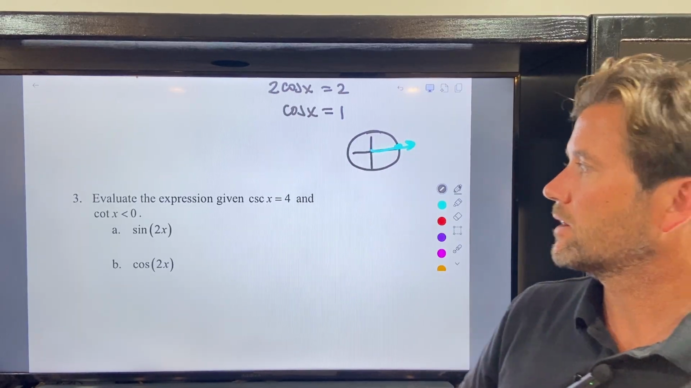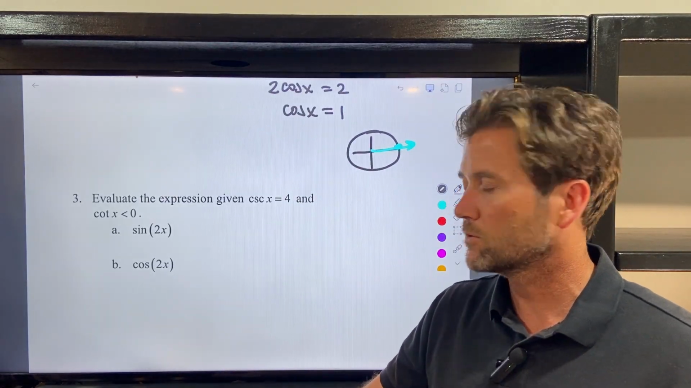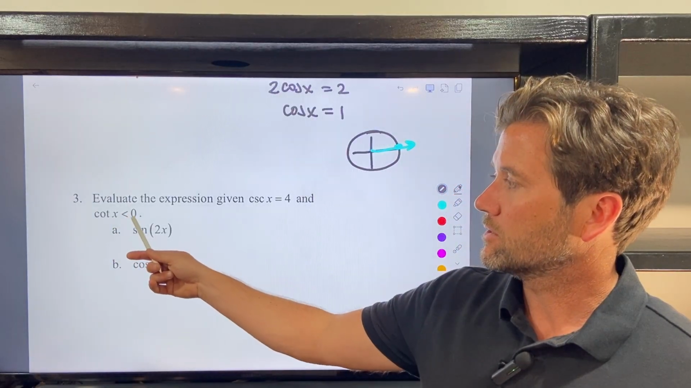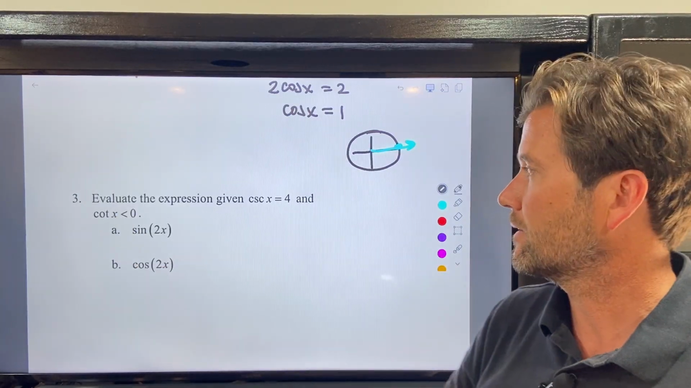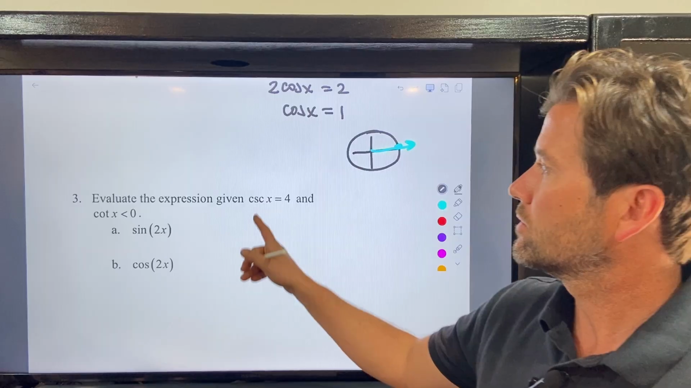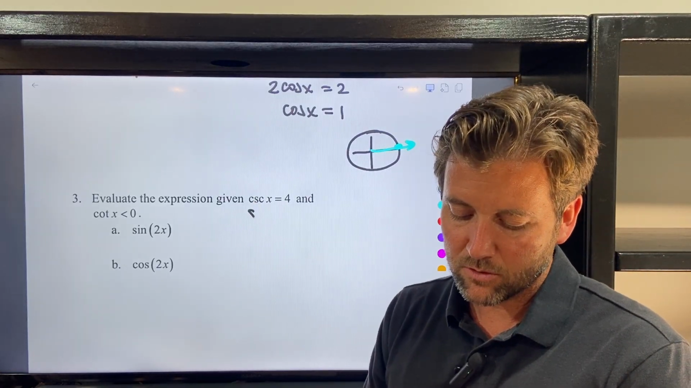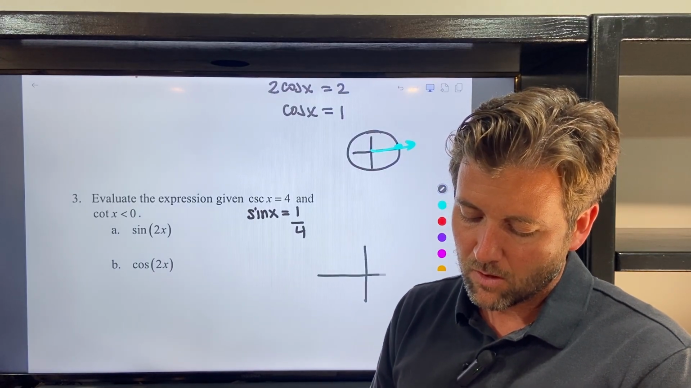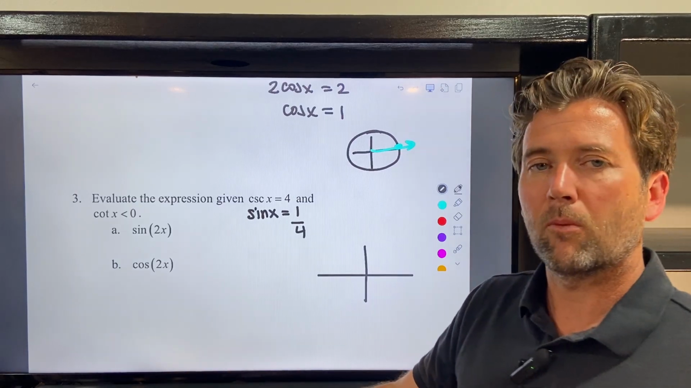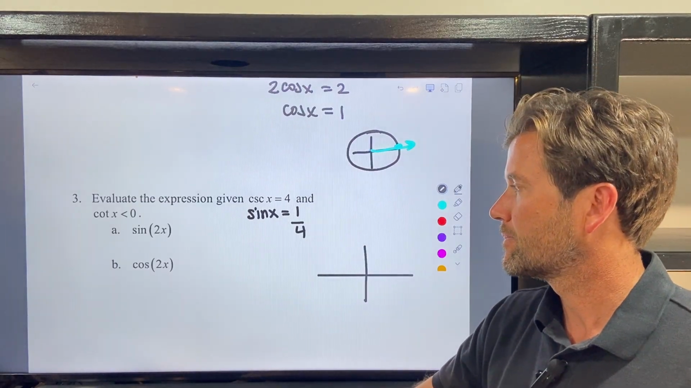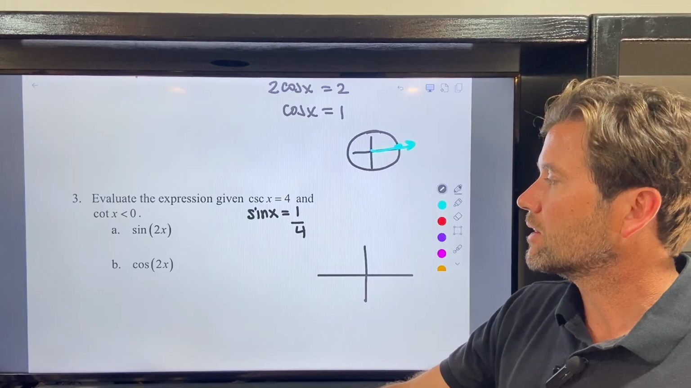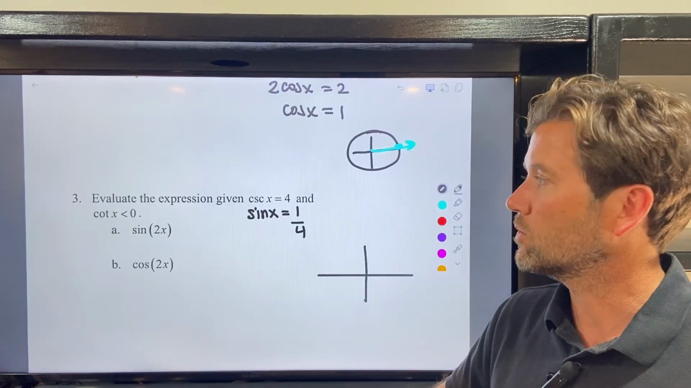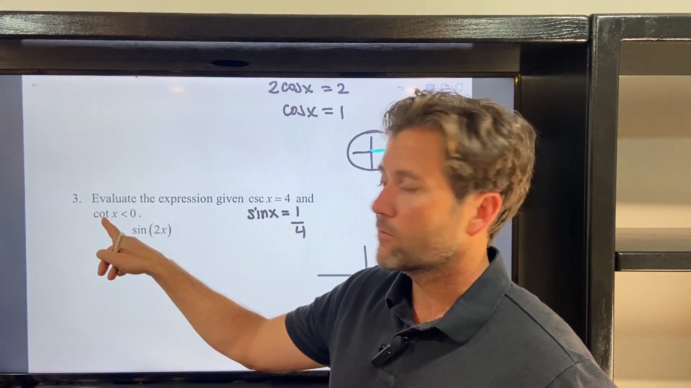All right, evaluate the expression given cosecant of x equals 4 and cotangent of x is less than 0. This is saying cotangent of x is negative. So let's just change cosecant of x to sine of x equals 1/4. Because sine of x outputs a positive number, I know the angle x has to be in the first or second quadrant. I'm not sure which one, which is why I gave you this information.